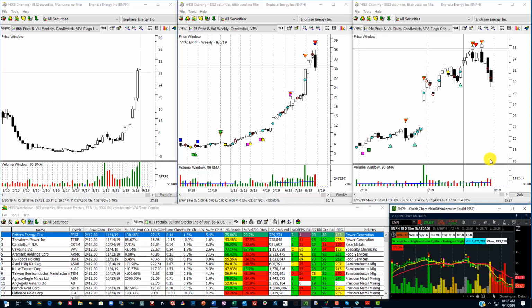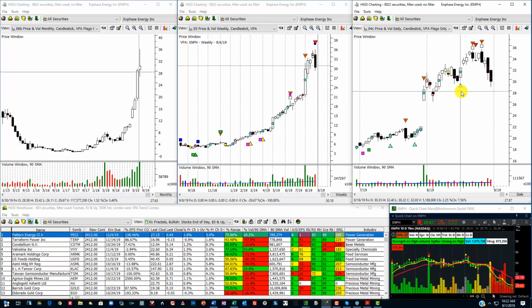Now I'm calling this series Fractals and VPA. HGSI has VPA. All charts, or all programs, have fractal charts. What you really want to look for is, in an uptrend, a series of higher highs and higher lows. In a downtrend, a series of lower highs and lower lows. And then when you incorporate the VPA information into a trade, it gives us a visual confirmation of what is happening.